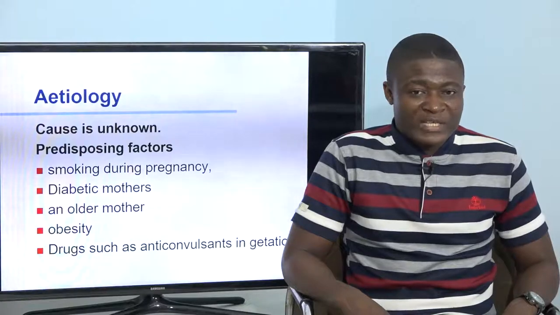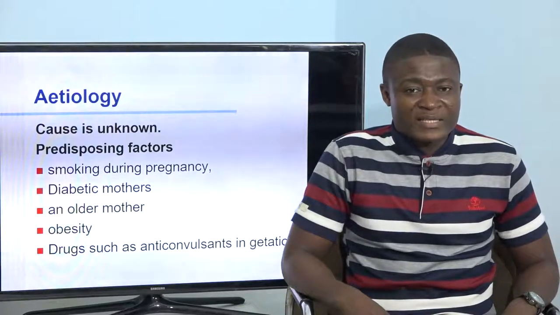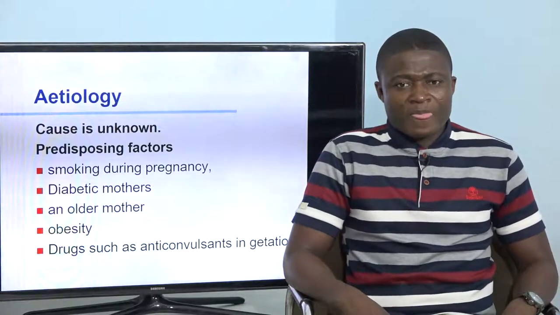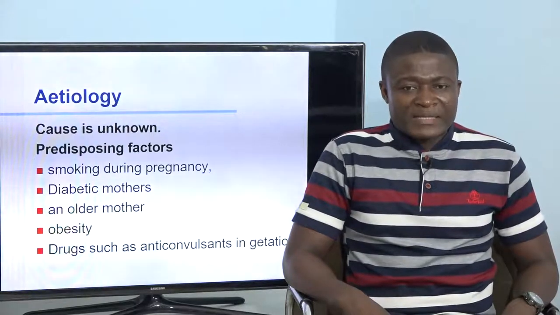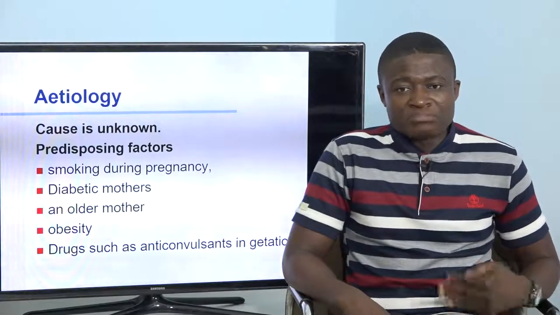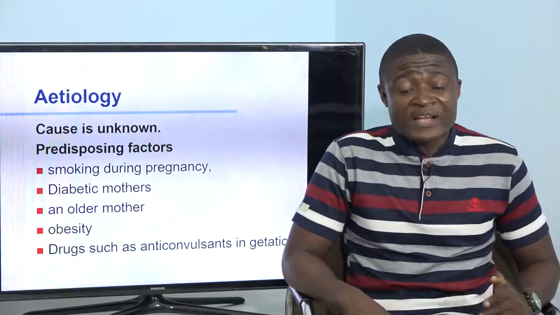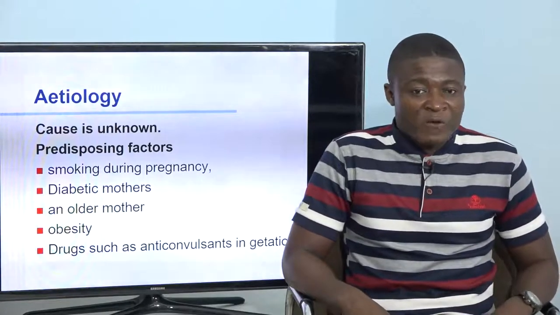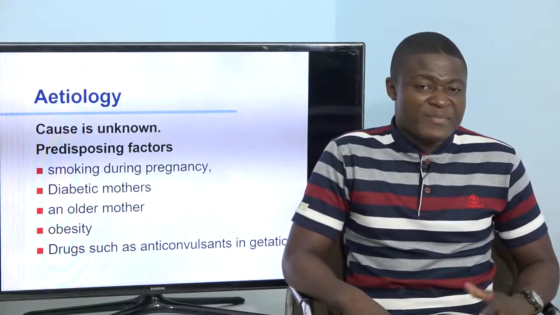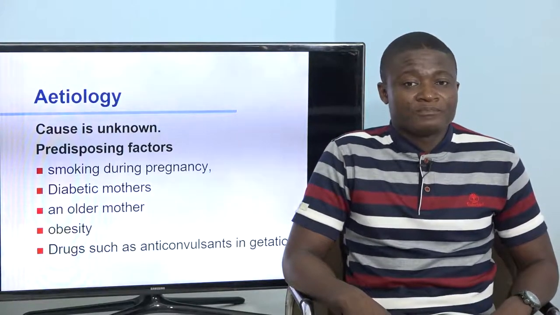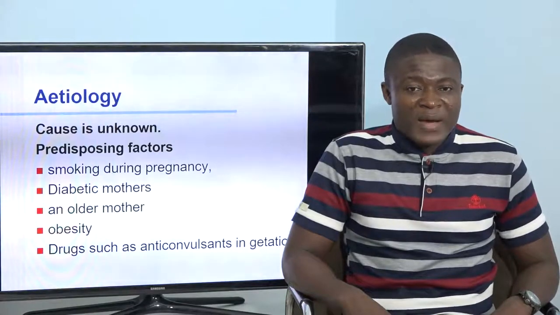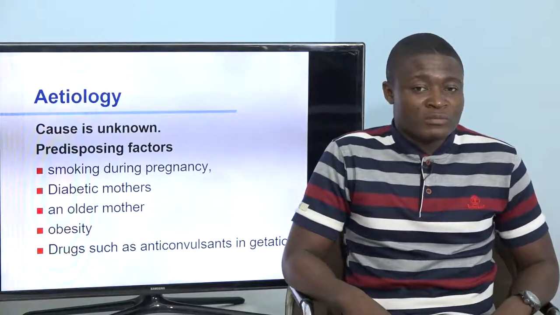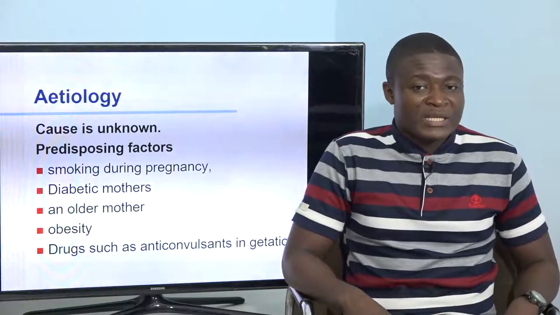Diabetic mothers. Research has shown that a lot of mothers who are diabetic tend to give birth to children who develop cleft lips and palates. An older mother. Mothers who give birth at an advanced age, from 35 and above, stand a very high chance of giving birth to babies who have cleft lip or palate. Then obesity. Mothers who are obese also stand a very high chance of giving birth to babies who have this abnormality.